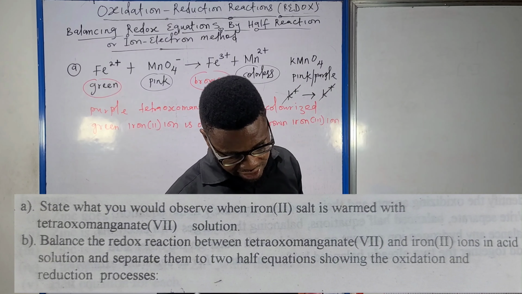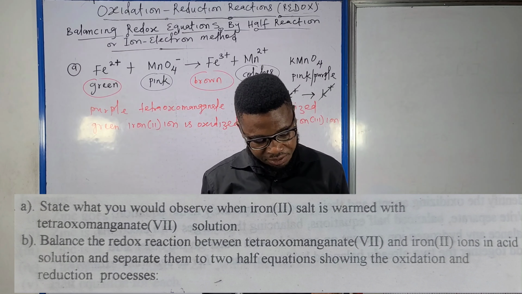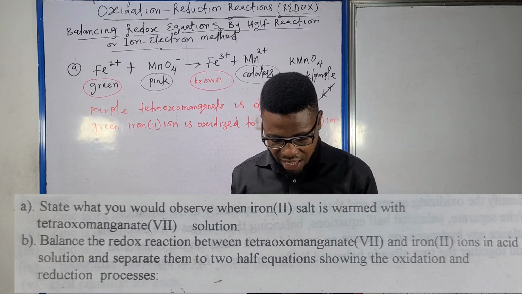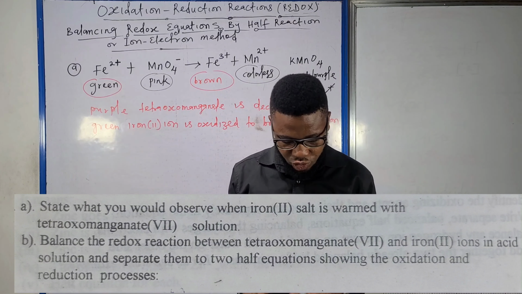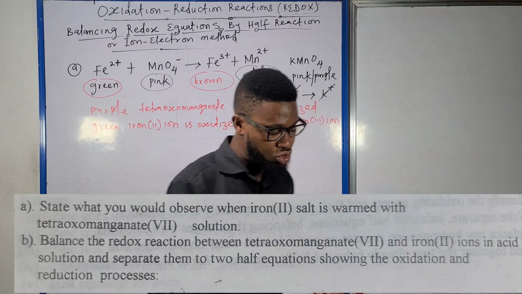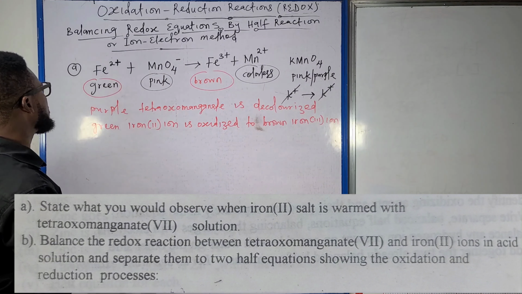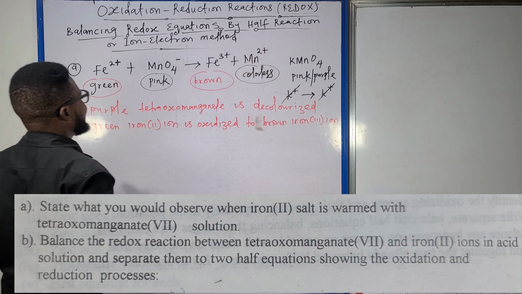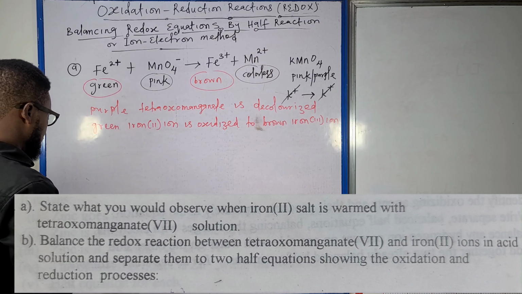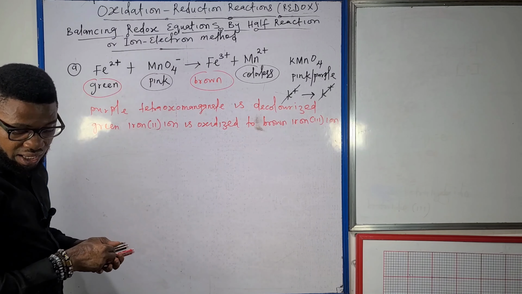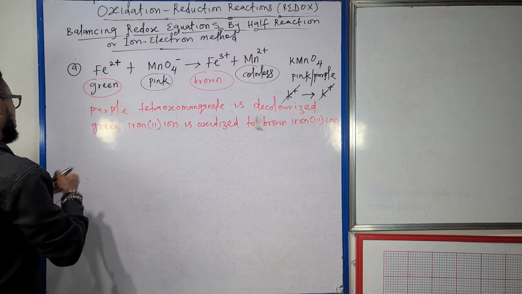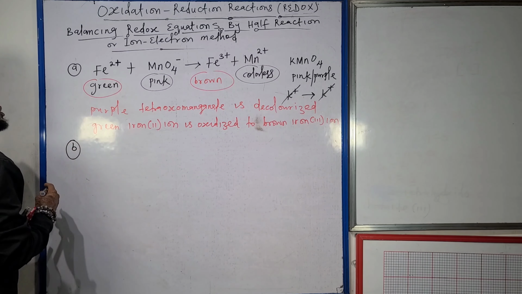So the next question states, balance the redox reaction between tetraoxomanganate 7 and iron 2 ions in acid solution. You can see, if you don't get the right equation from the first step, then every other thing you're going to do is going to end up being wrong. So how are we going to go about this? Look at B. We want to actually balance the equation.